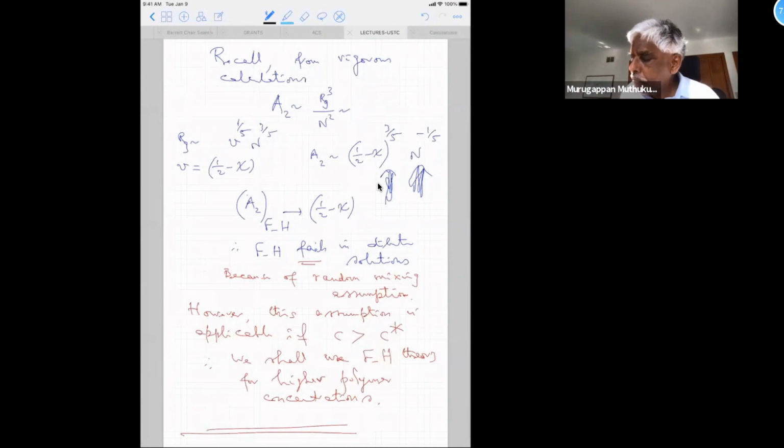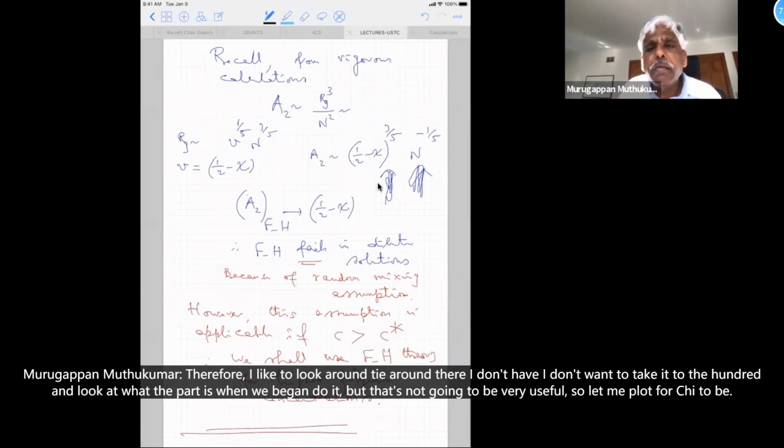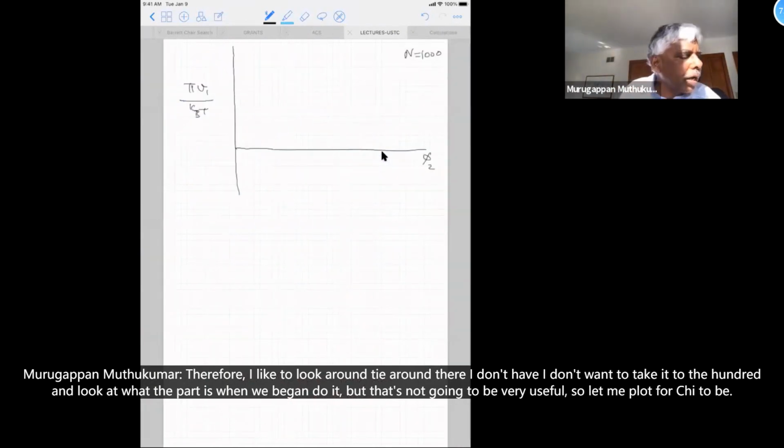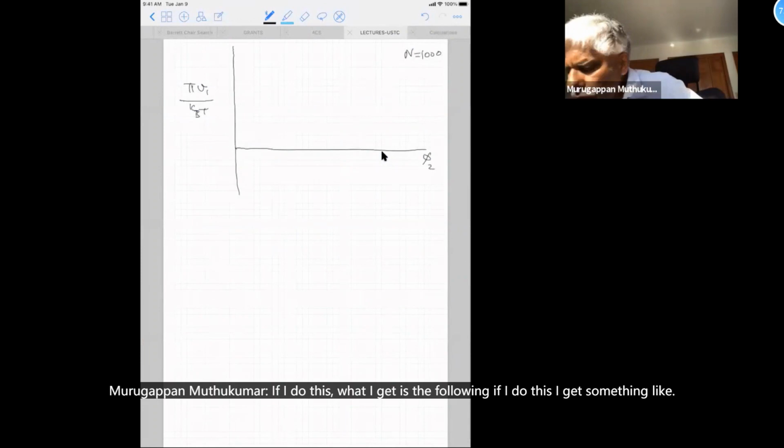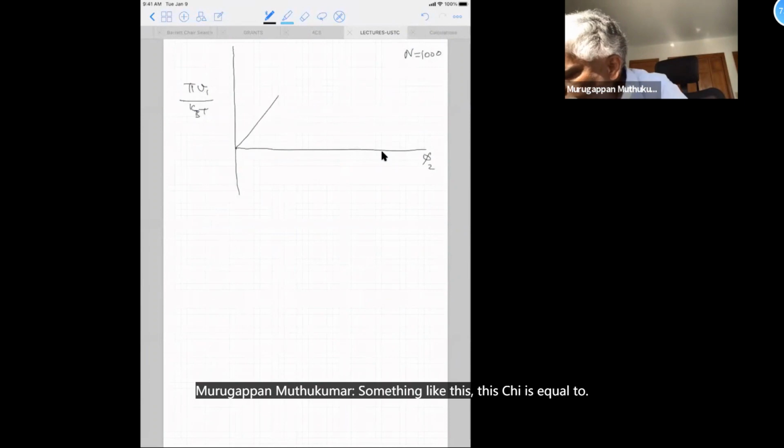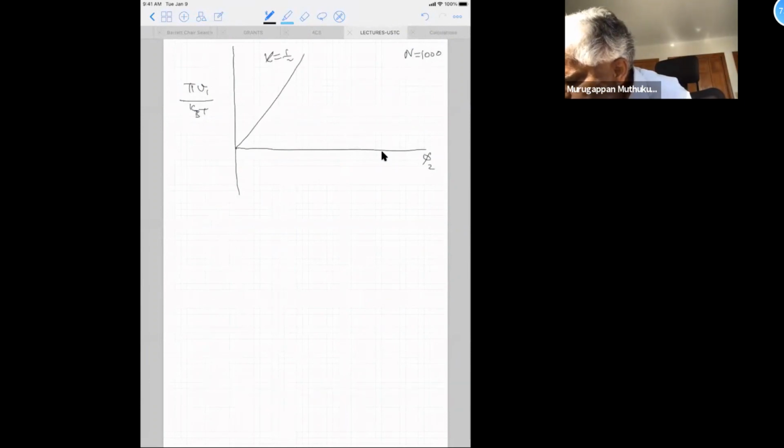So I like to look at chi around half. I don't want to take chi to be 100 and look at what the plot is going to be. We can do it, but that's not going to be very useful. So let me plot for chi equal to half. If I do this, I get something like this. This is chi is equal to half.